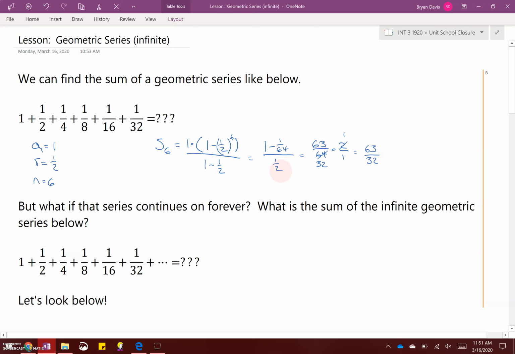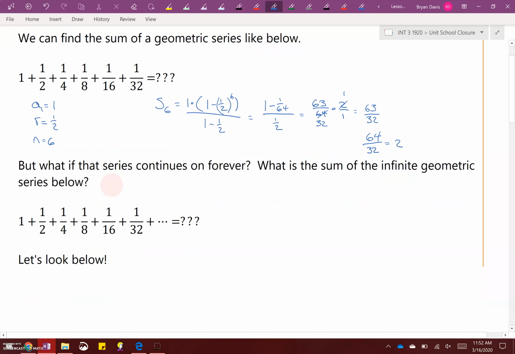Notice that sum, after I clean things up, becomes 63 over 32. By the way, I know 64 over 32 is equal to 2. This is just a little less, so this is close to 2. I just want you to keep that in mind as we look at this again later.